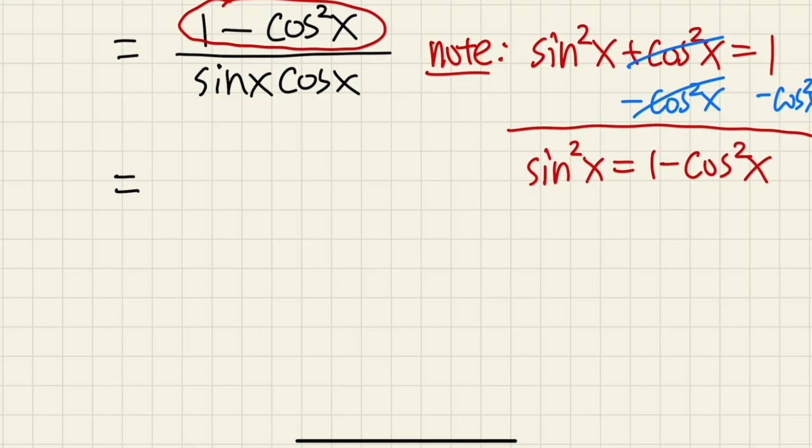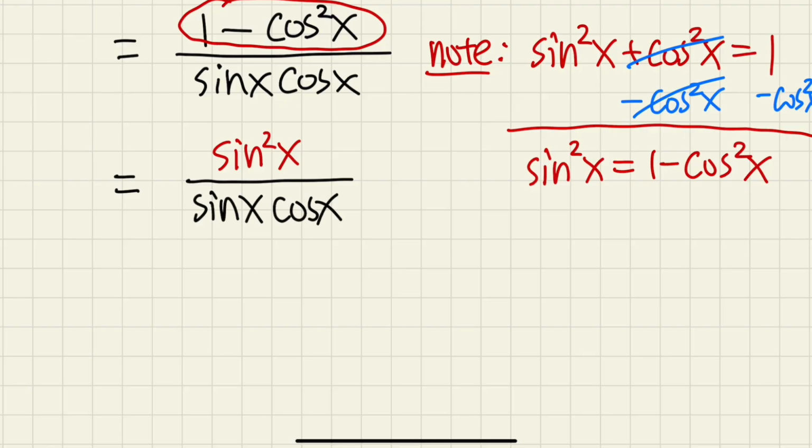So that is equal to sine square x on the top over sine x times cosine x. Then we can cancel this sine x with one of them on the top. So the top is sine x and then the bottom is cosine x.